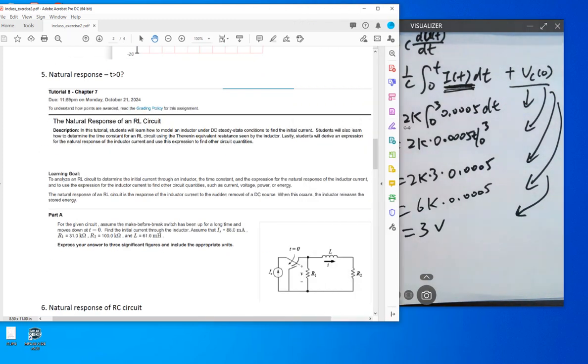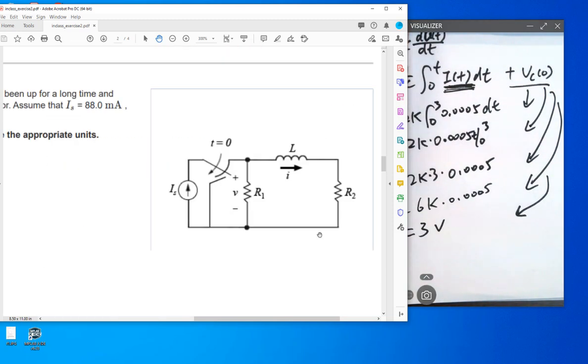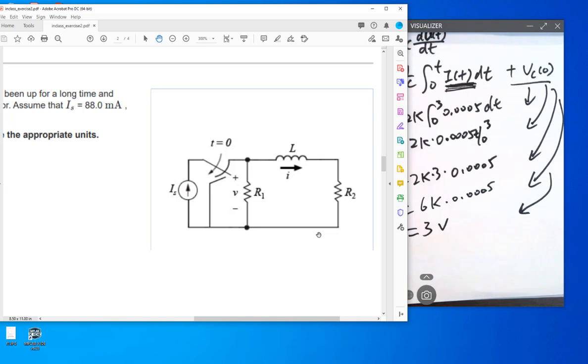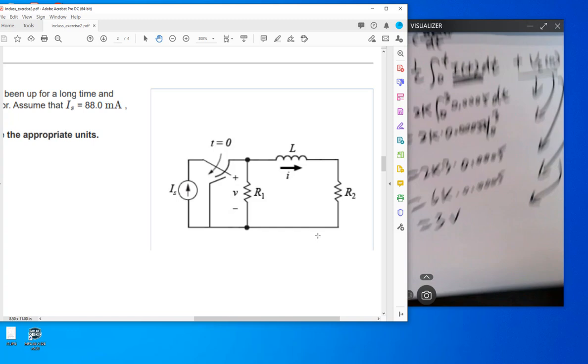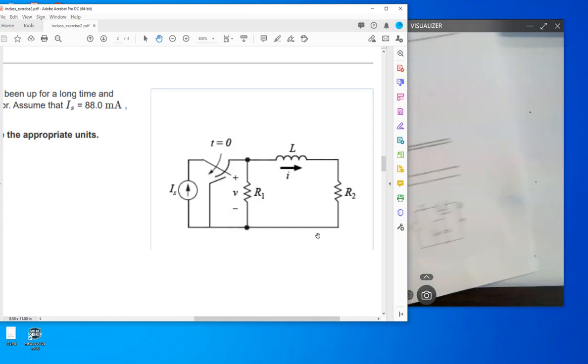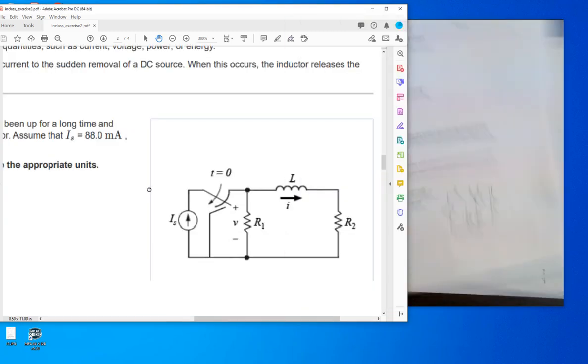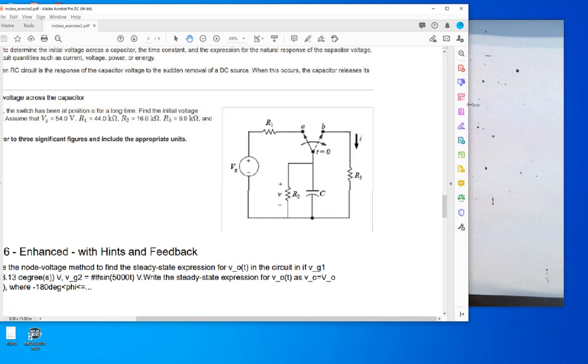Next, natural response. Natural response. Let's look at the one on your in-class exercise first. What do we have over here? I think I have the same copy here as well. Let's go through that one first. This guy.